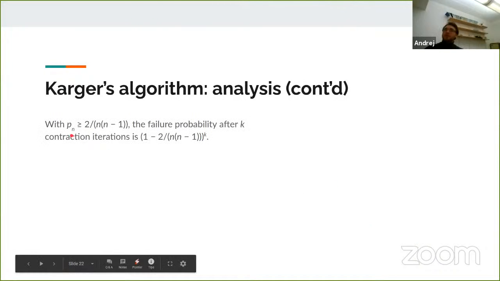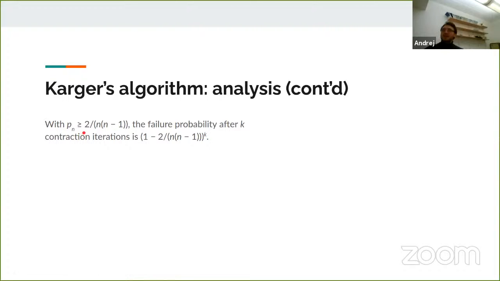So if the probability of success is around 2 divided by n times n minus 1, or if you will, 1 over n choose 2, the failure probability after k contractions is, well, you just take 1 minus the success probability to the power of k.